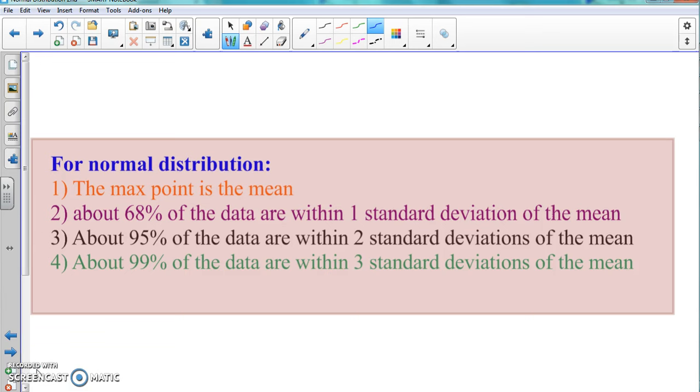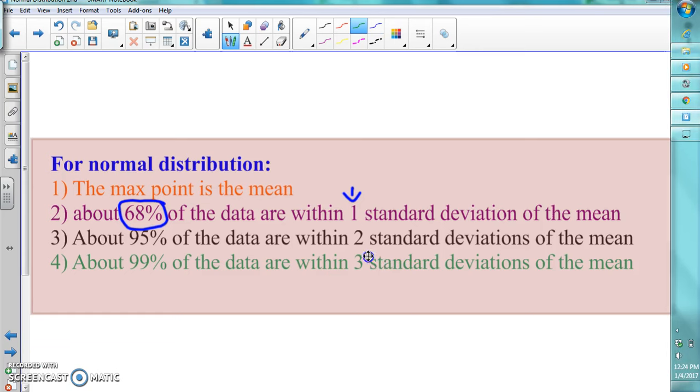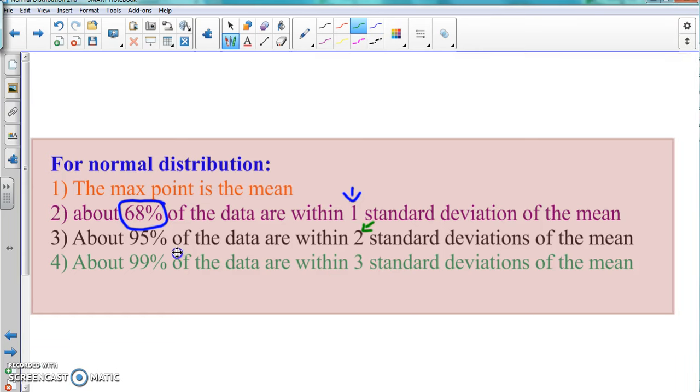Now, we talked about the different ranges, like the 1 standard deviation, 2 standard deviations, and 3 standard deviations. When it comes to 1 standard deviation, that means we're going to use 68%. So in other words, let's say that again. When it comes to 1 standard deviation here, that means that 68% of the data is going to be within that range. When it comes to 2 standard deviations, that means 95% of the information is going to be in there.